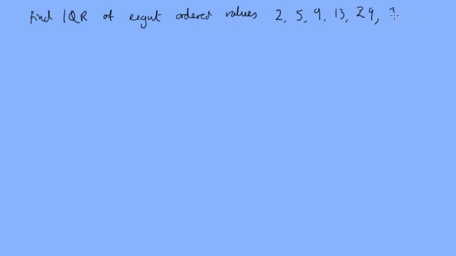So we want to find the interquartile range of 8 ordered values, which are 2, 5, 9, 13, 29, 33, 49, and 55.